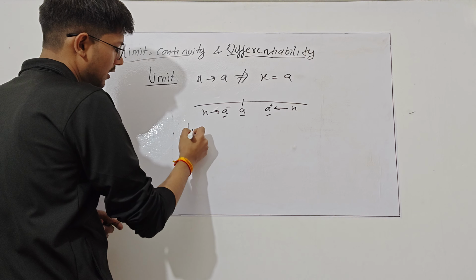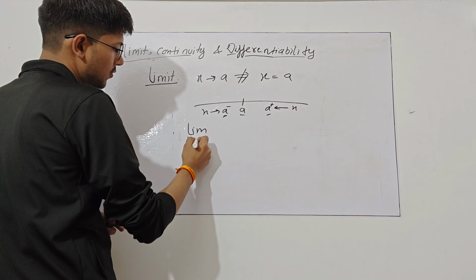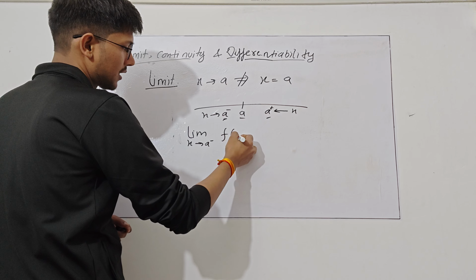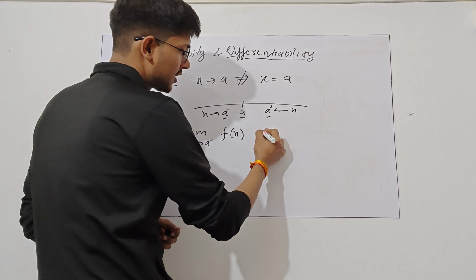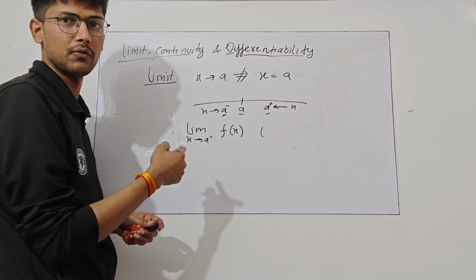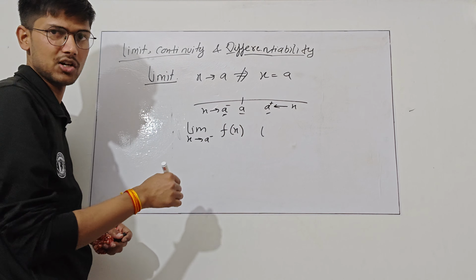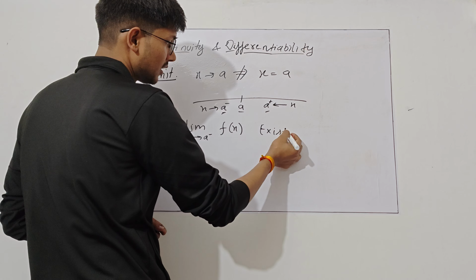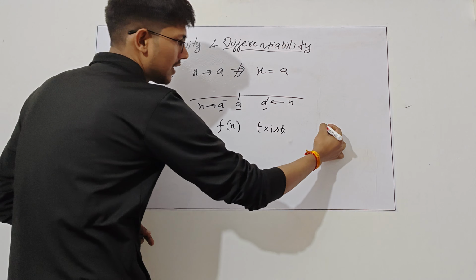So limit x tending to a minus, we have a function f of x. Our limit exists and exists finitely. If the limit is infinite, then we say that the limit does not exist. So it exists finitely, and this is called the left hand limit.